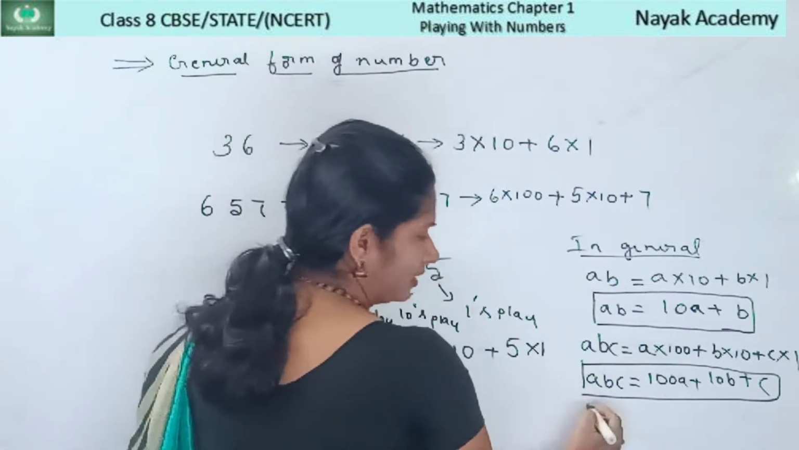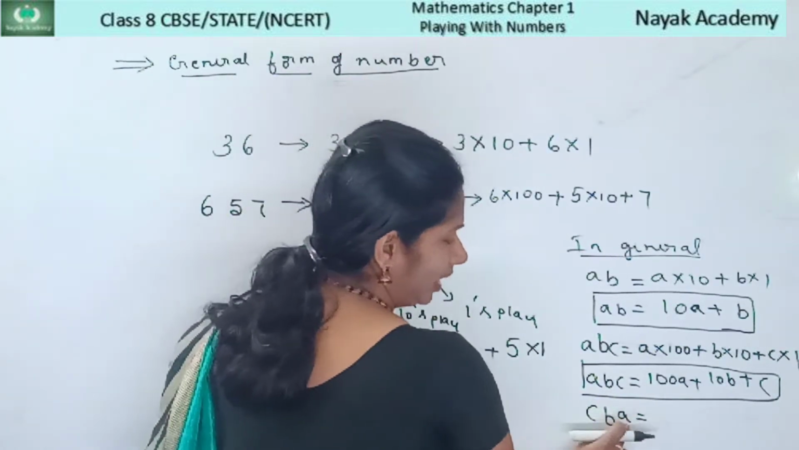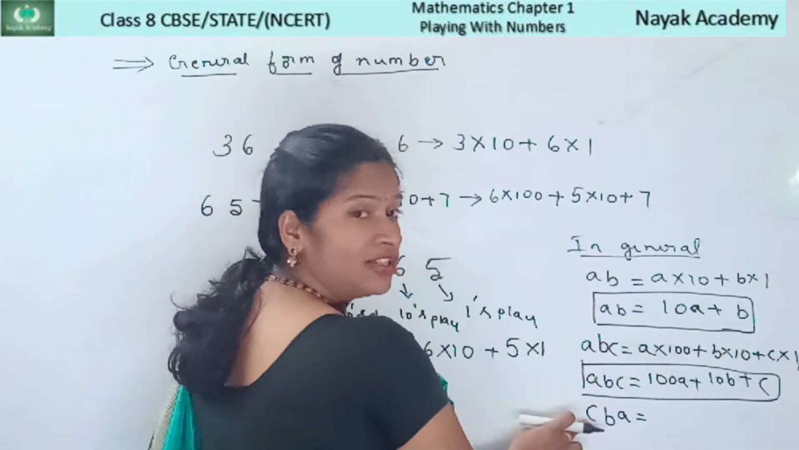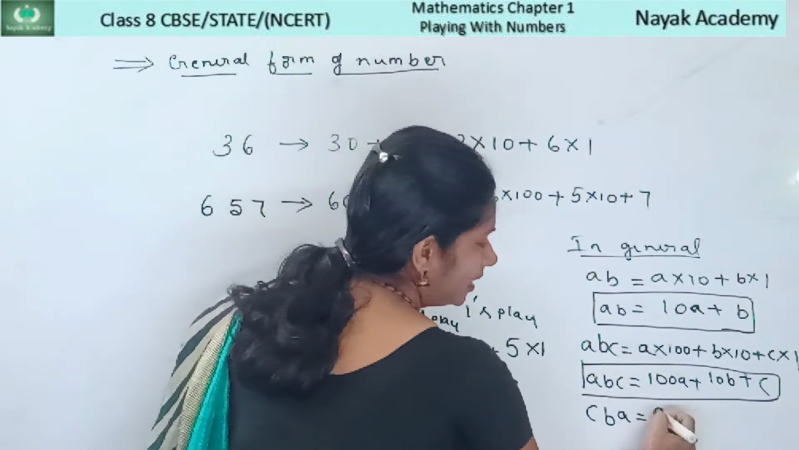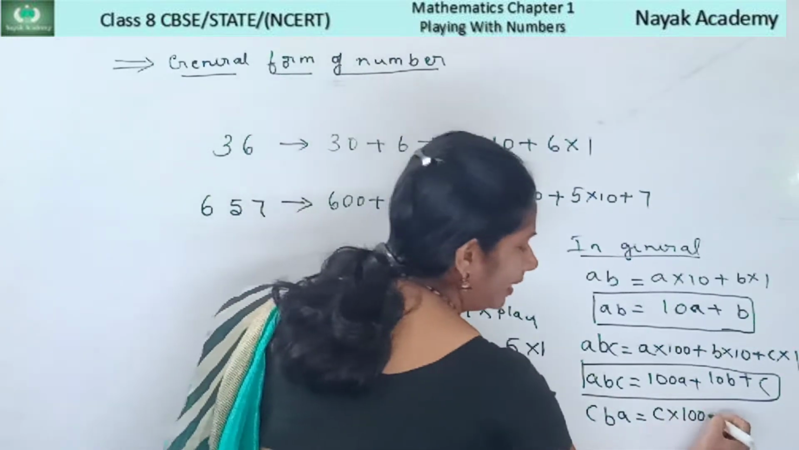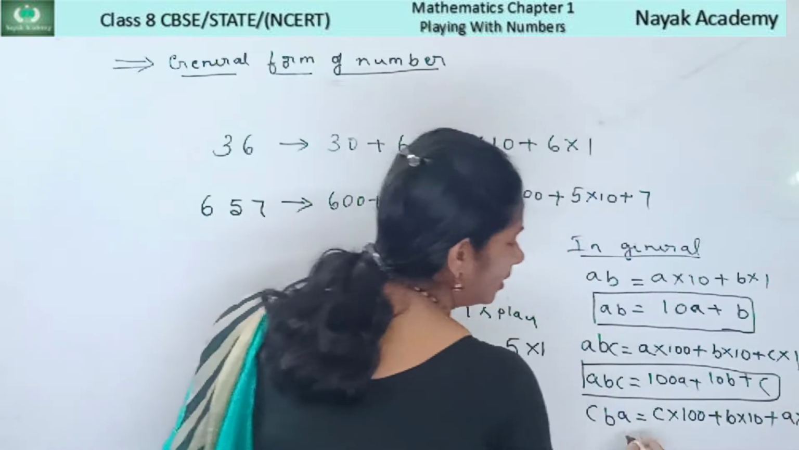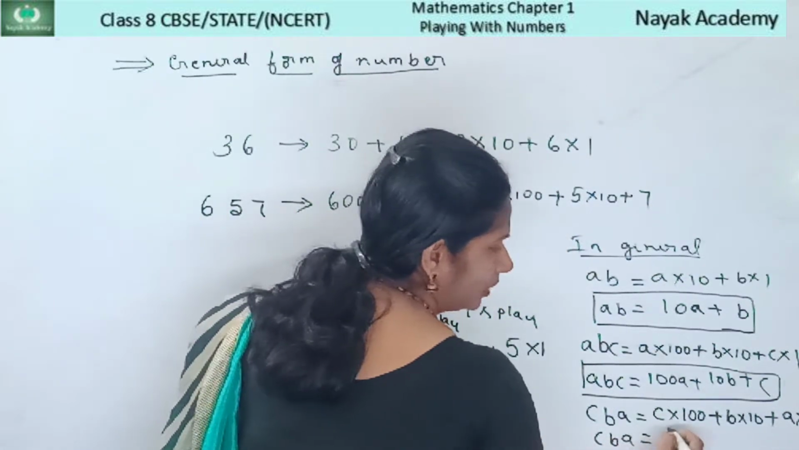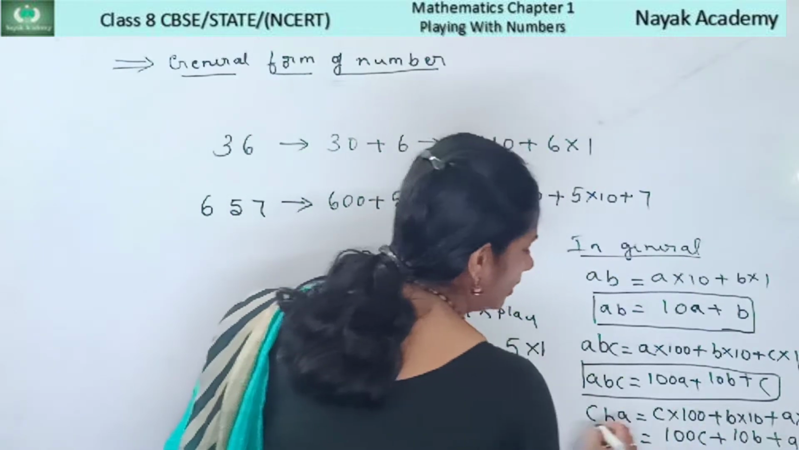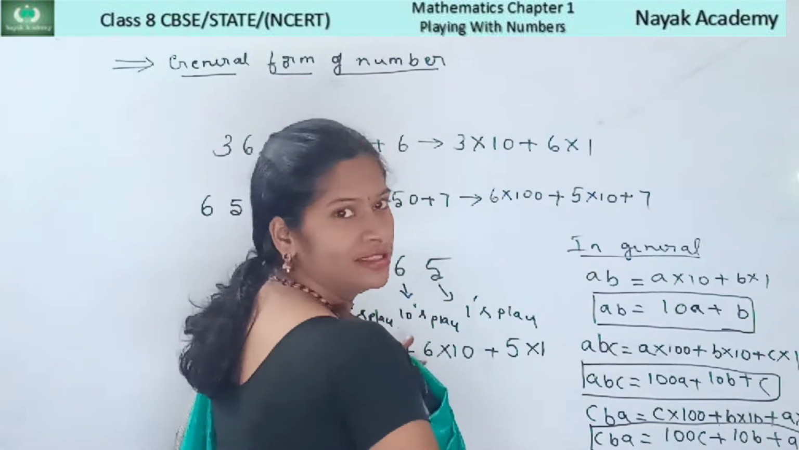If you reverse the number, let me write it as CBA. What is the general form of this number? Now A is at 1's place, B is at 10's place, and C is at 100's place. Now C is at 100's place, multiply with the place value 100, plus B into 10 plus A into 1. So that is CBA equal to 100C plus 10B plus A. This is the expanded form of a 3-digit number if you reverse the digits.